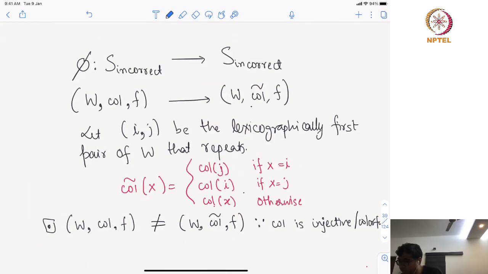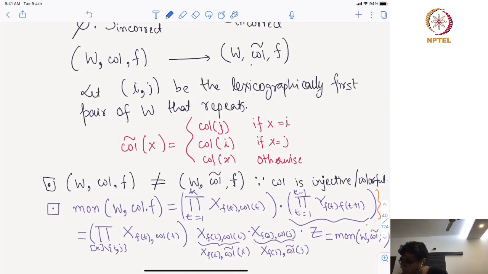First of all, notice that (W, col, f) is not equal to (W, col tilde, f), since the coloring is injective, or colorful. You have just swapped it, so the coloring functions are not going to be the same. But f and W are the same because the walk is the same. f assigns the same vertex.